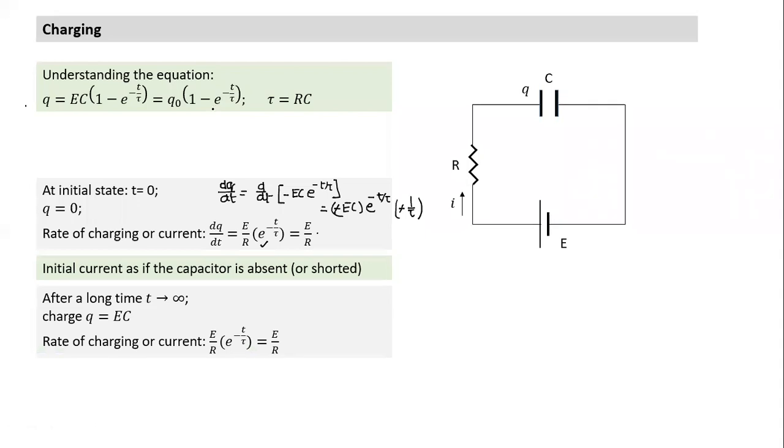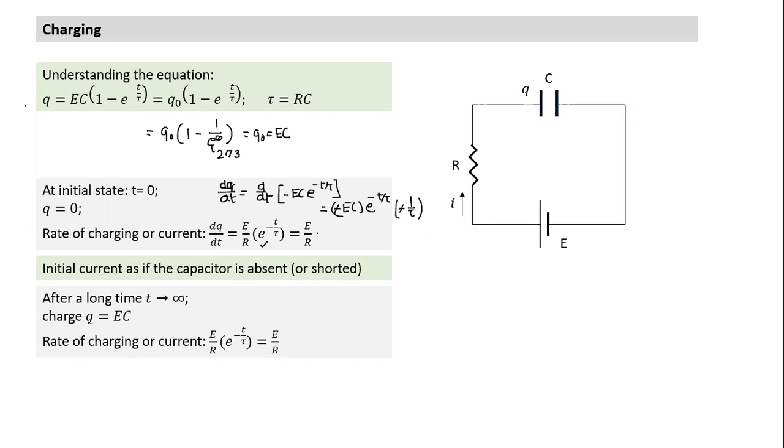Capacitor gets completely charged. We are just substituting in the equation. If I substitute t equal to infinity, this expression becomes Q naught times 1 minus 1 by e raised to infinity. What is e equal to? Remember, e is roughly 2.73. It is a number greater than 1, raised to infinity, this number will become infinite. It becomes equal to Q naught, or EC.